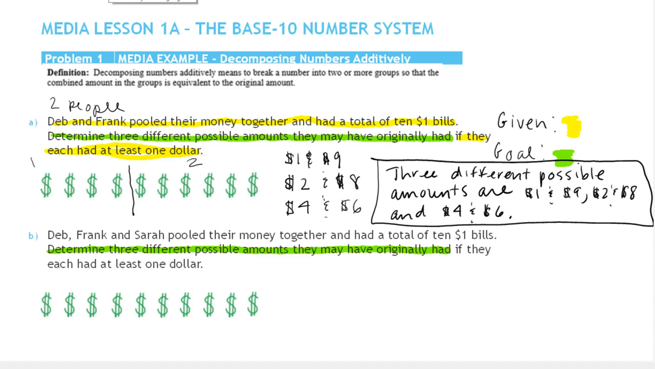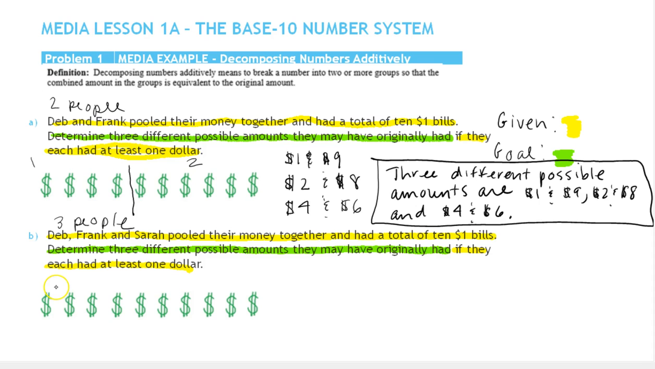So let's highlight our givens yellow. They each had at least $1. There was 3 people, and their money together totaled 10 $1 bills. And I'm just going to note right here that there's 3 people. So now I'm going to start finding 3 of these different combinations.